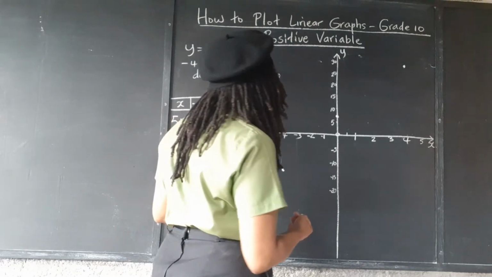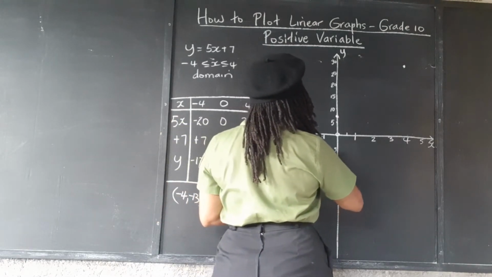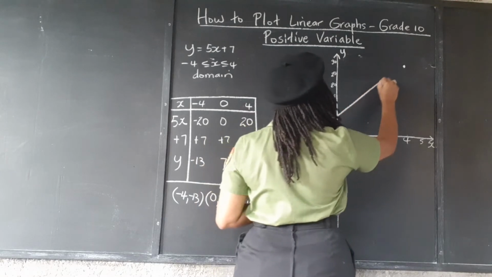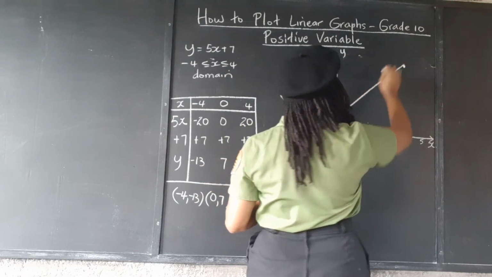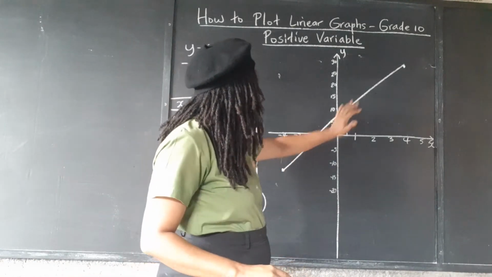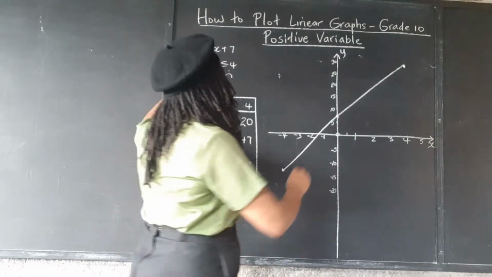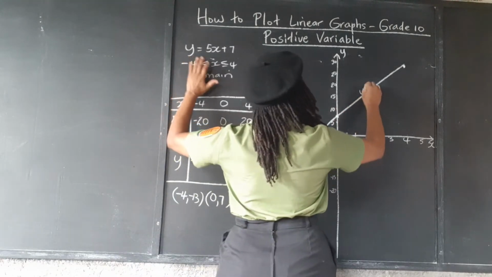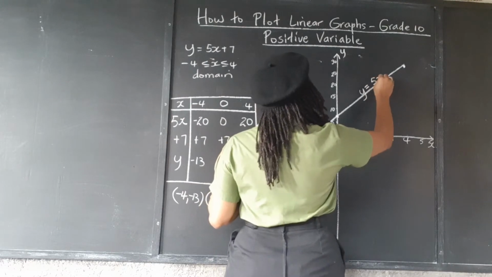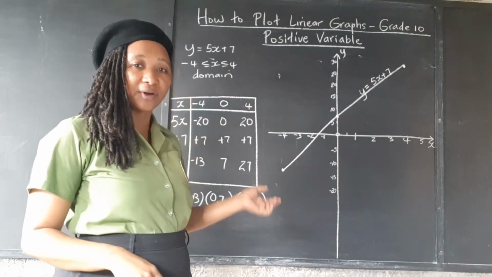So I am going to draw a straight line. So you would use your ruler for this. I don't have a long ruler for the board. But connecting the 3 points, I'll get a straight line. And what I'm going to do, I'm going to write my equation. Y equals 5x plus 7. And I've completed my graph.